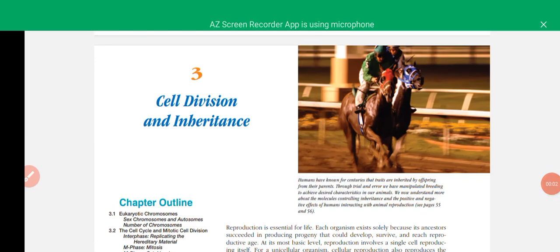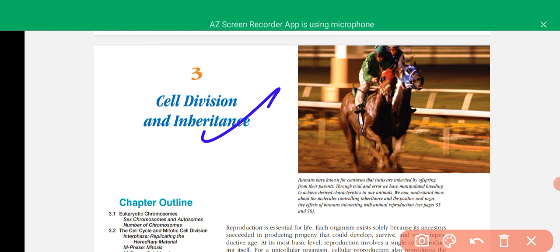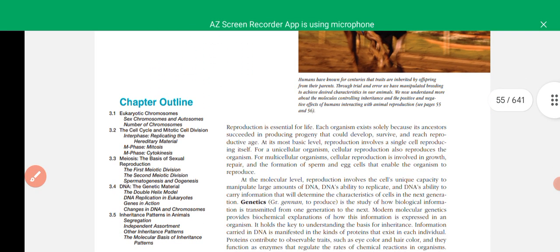Hello and welcome. In this tutorial, we are going to study our next topic, that is the chapter about cell division and inheritance. We will study about division of cells, like reproduction of the cells, and inheritance, how the information is carried from parents to offspring, and how genetic material is transferred from a parent to offspring.